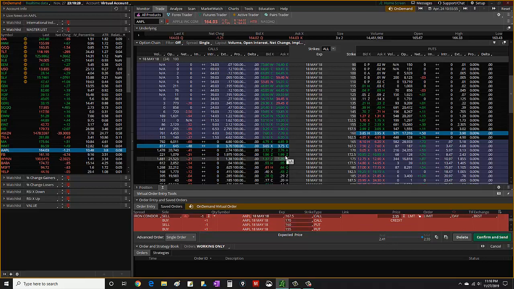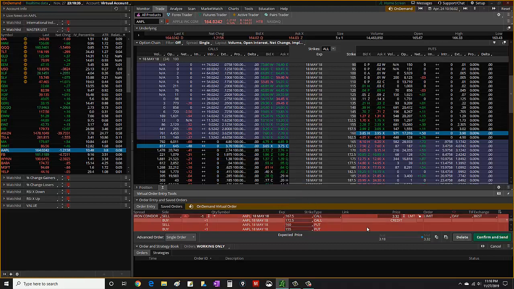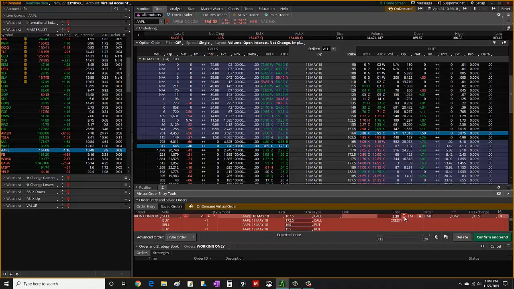You can see on the 5-point wide, 172. All right, so on a 5-point wide spread, we're collecting $3.32. That's pretty good. I mean, the pot odds are over 50-50, and that's always a positive iron condor for me.